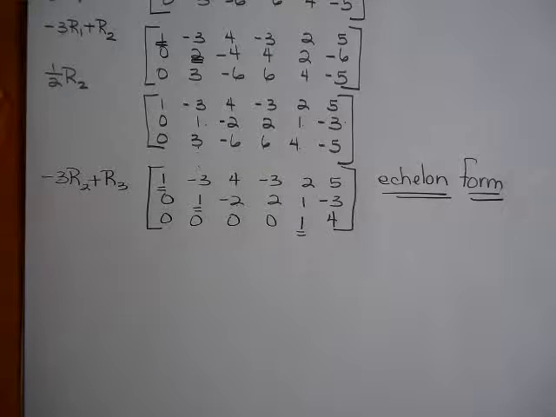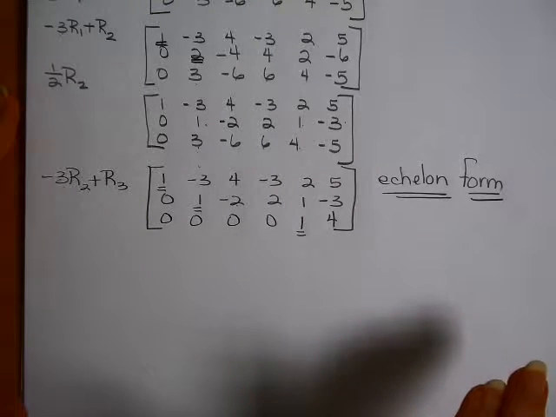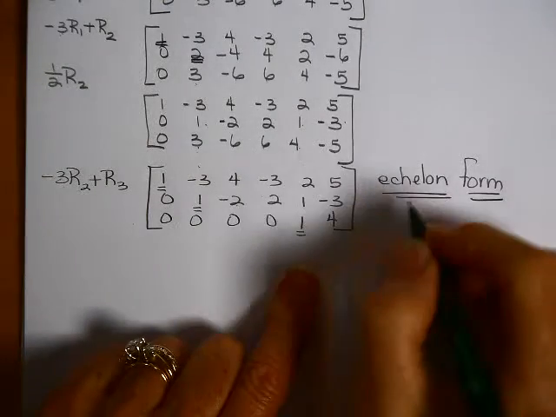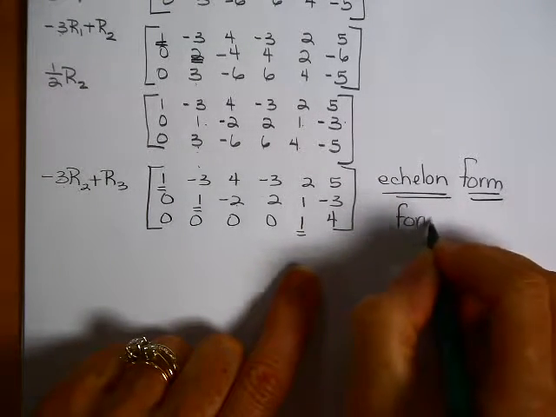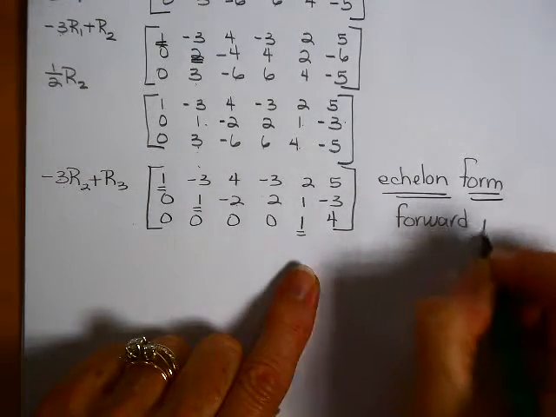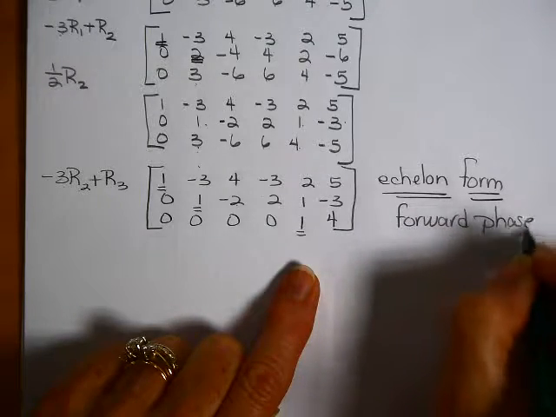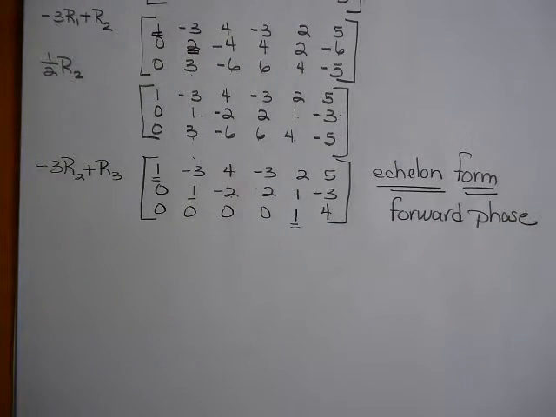Now what I have to do is get zeros above those. This is the forward phase. I reduced it to echelon form. This is called the forward phase of the process, because I got an echelon form. Now, I'm going to put it in reduced echelon form.